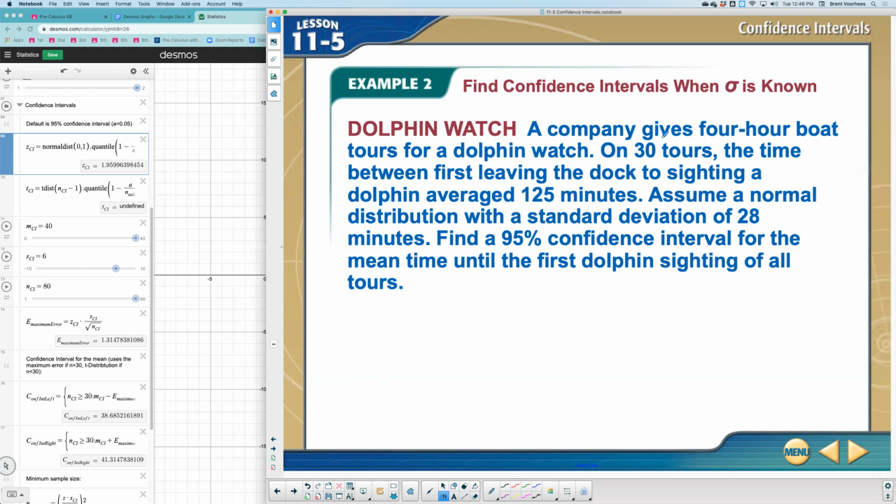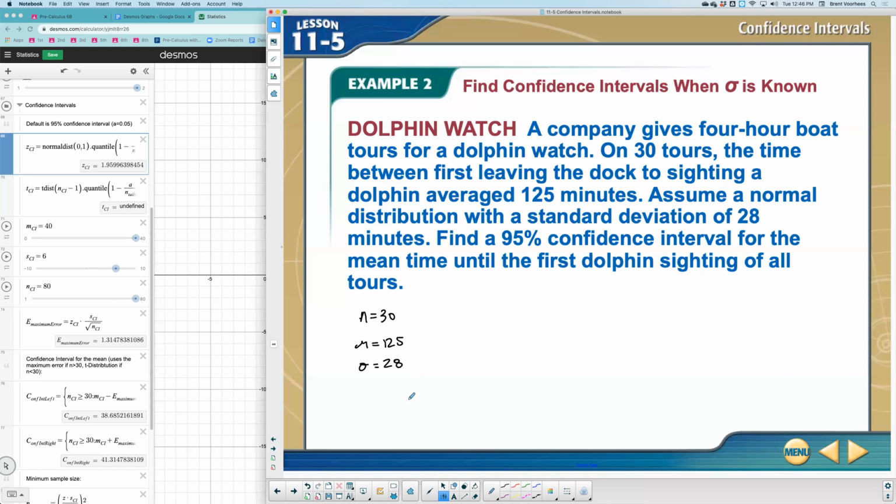Okay, so here we have 30 tours. Let's say N is 30. The mean is 125 minutes, and the distribution has a standard deviation of 28 minutes. So we want to find a 95% confidence interval for this mean. Let's see, what can we state with 95% confidence that the true mean will be in between?